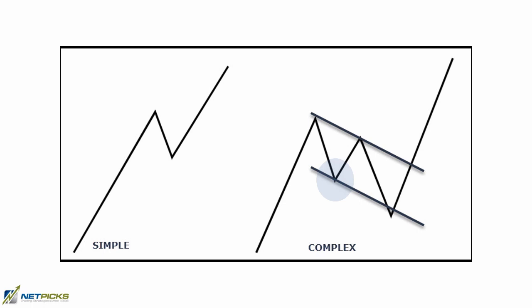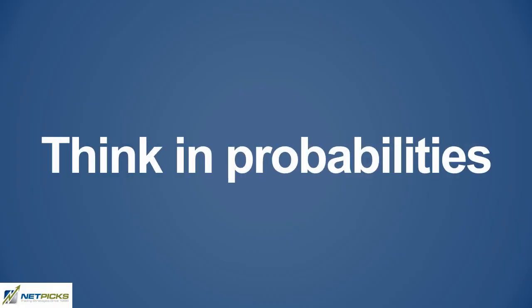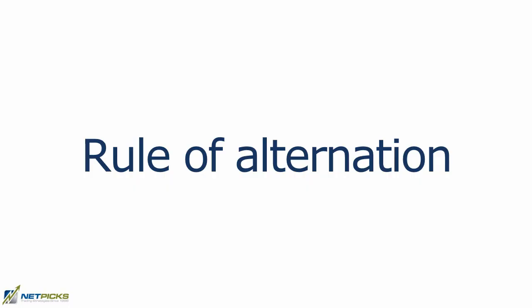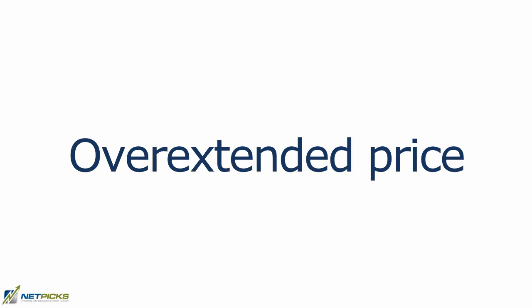And is this going to prevent a losing trade? No. But as a trader, we think in probabilities. We don't think in certainties. That's the main reason why your protective stop is the most vital order that you can place. So there's essentially two ways to determine the type of pullback that could be happening. These two ways are: one, rule of alternation, and two, an overextended price.